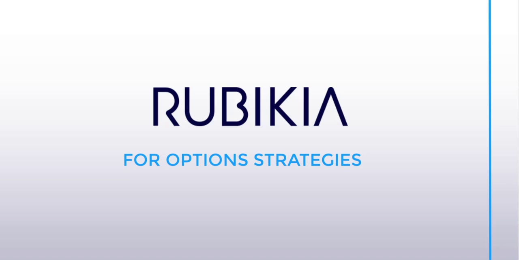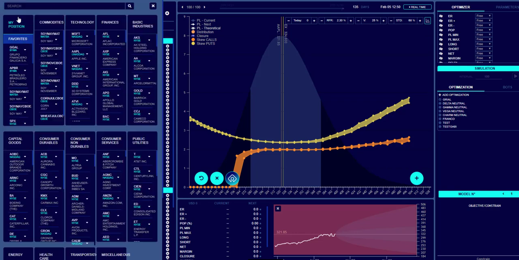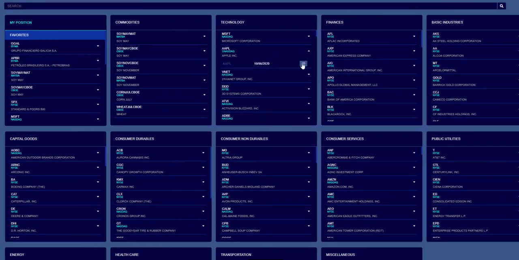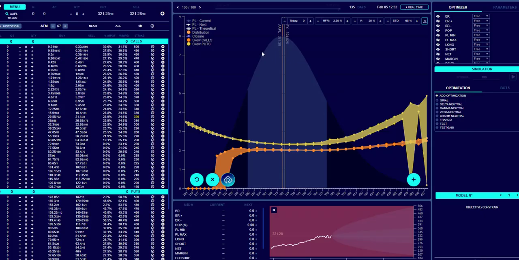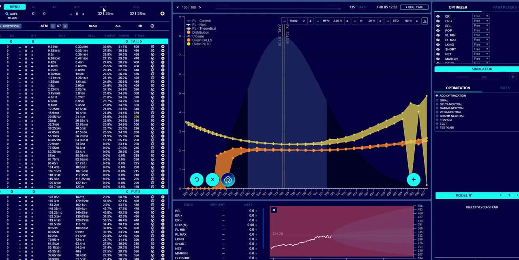Rubikia for options strategy. We select the underlying and the expiration. We can see the bid and offer of the underlying. Also the expiration of the chain of options.